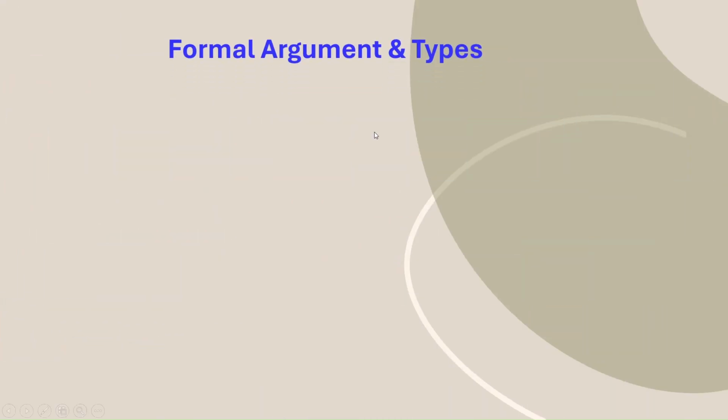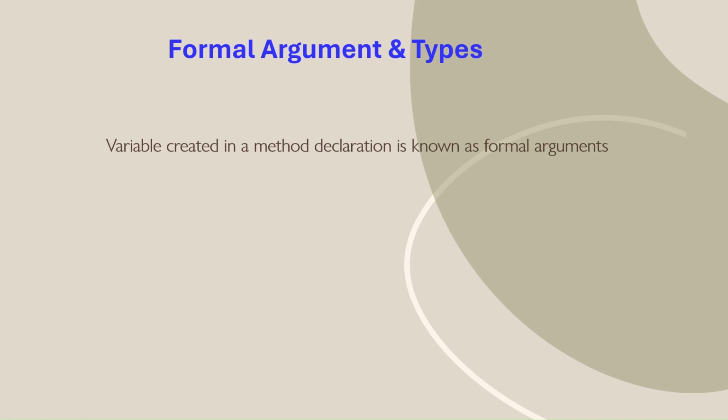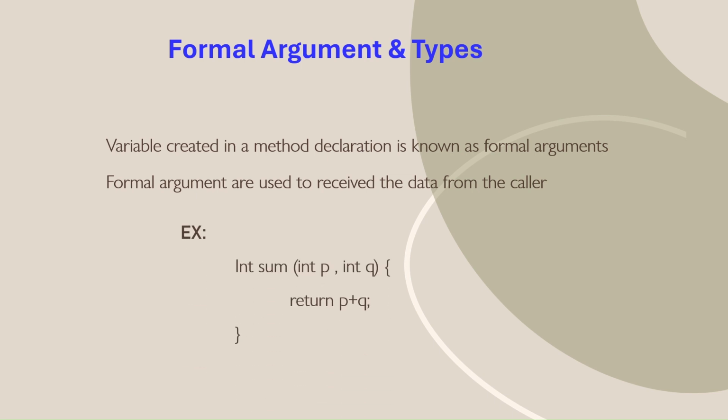So the first one is what is a formal argument and its types. The variables created in a method declaration are known as formal arguments. Let's explore with an example. The formal arguments are used to receive the data from the caller, meaning whoever calls the method. So here, as you can see, int sum is a method.